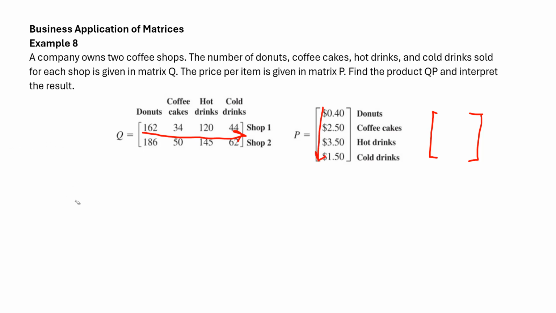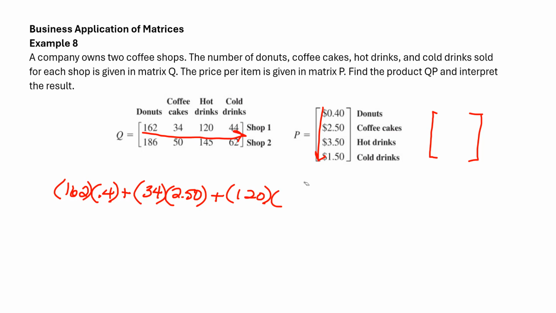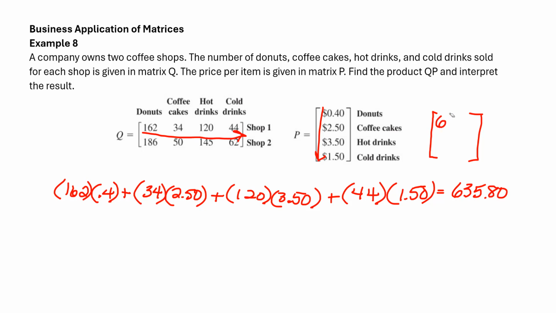So we're going to have 162 times 0.4 plus 34 times 250 plus 120 times 350 plus 44 times 150. All right, and if you punch all that into your calculator, at least if I did it right, you should get 635.80. So that is the first element in this answer.